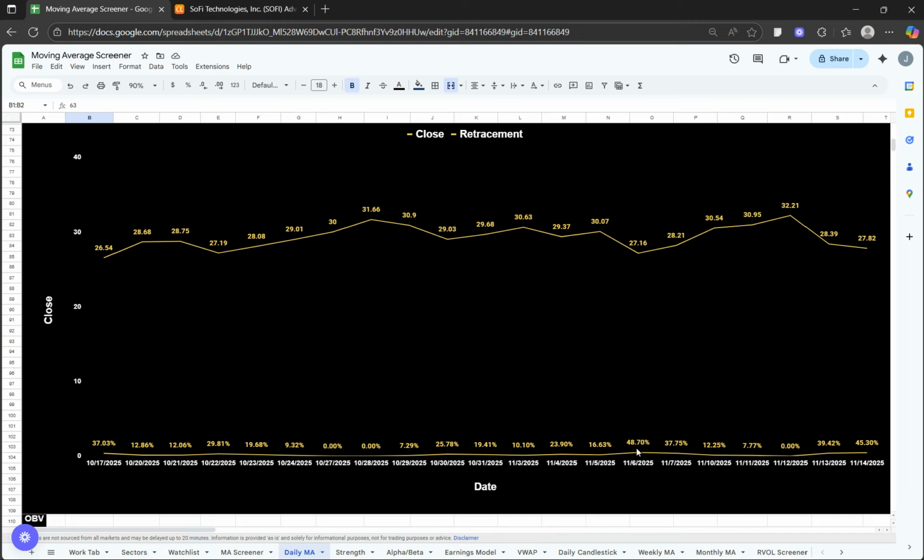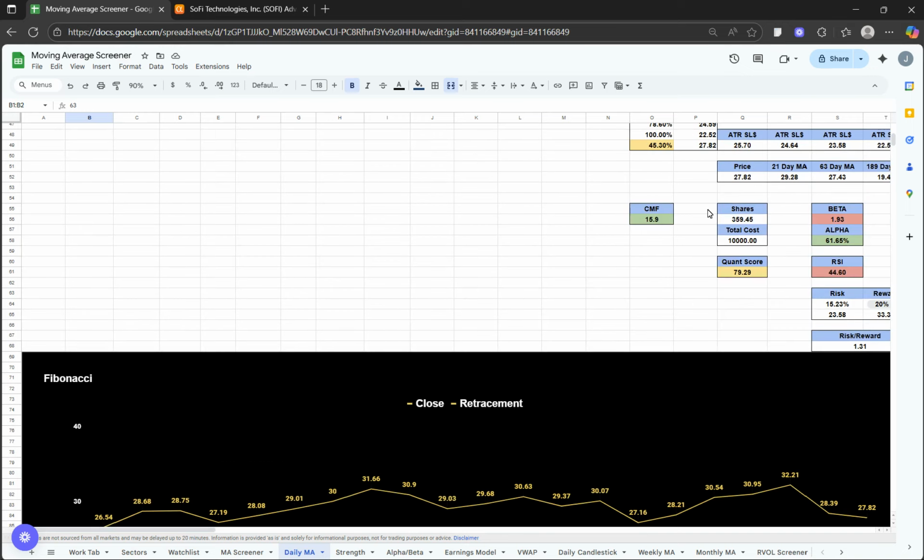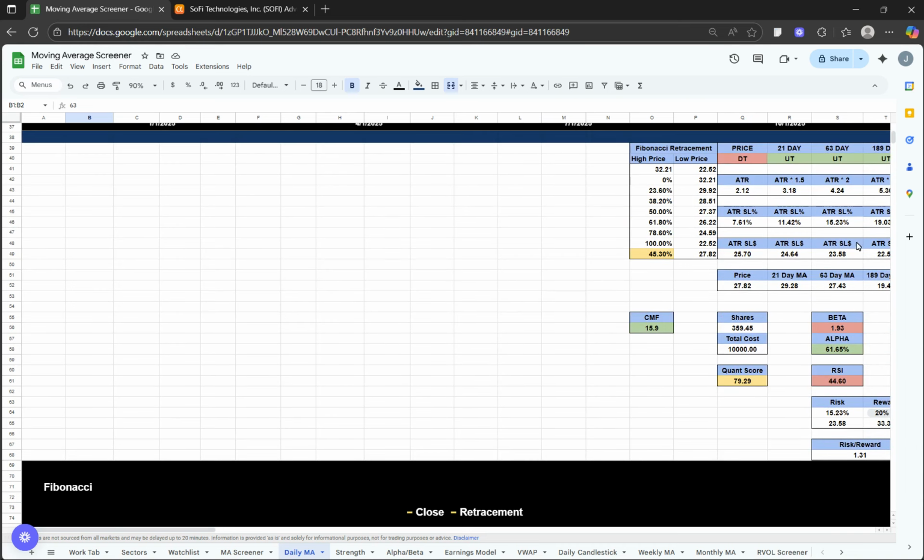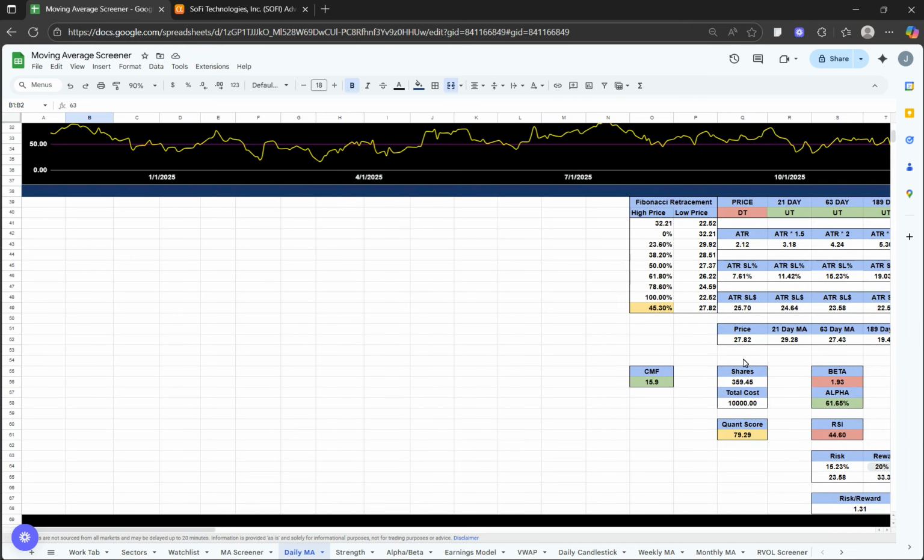Now, when I just went through Ralph Lauren and told you that was a good area to buy, let's look at why I think SoFi might be a good buy, because we're at the 45% level. It doesn't mean it won't go down a little more to the 50 or the 52 or 53% level. We are in accumulation. We have 61% of alpha. It's almost 2 times beta with a 44.60 RSI.